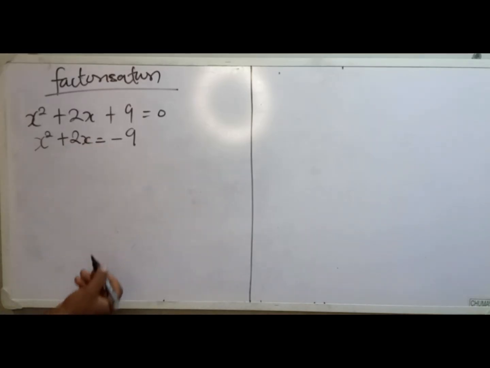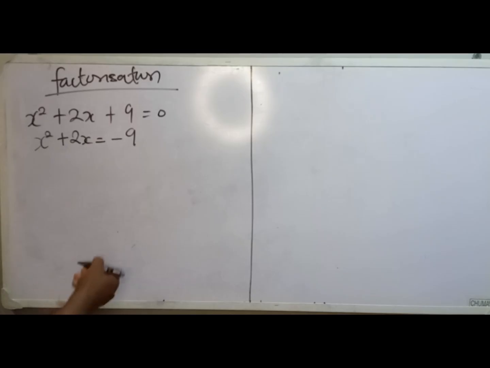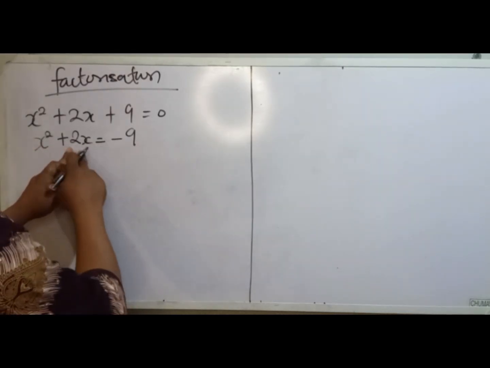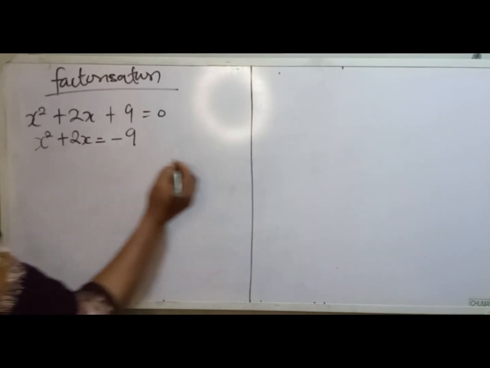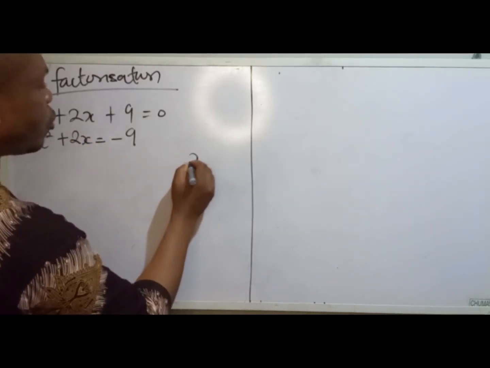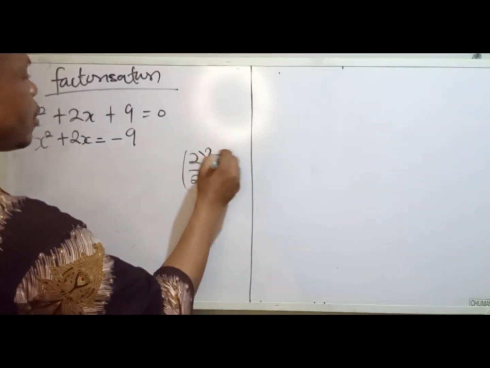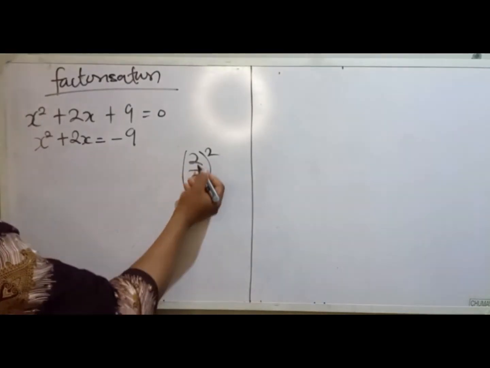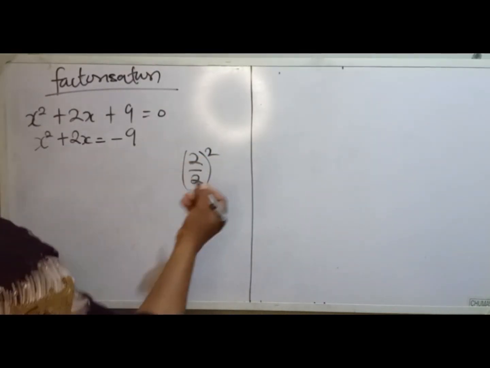I am going to explain why in the process of solving this. Now, we're going to take half the coefficient of x. What is the coefficient of x here? 2. What is half of 2? That's 2 divided by 2. Then this is what we're adding to both sides. Half of 2 is 2 divided by 2. Then we're adding it to both sides of the equation.